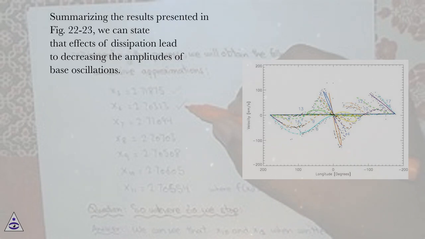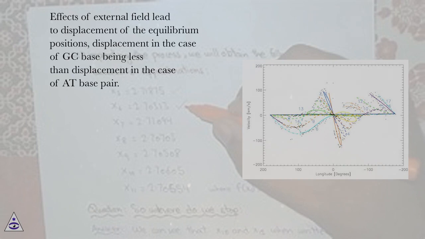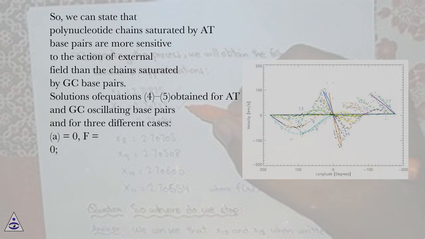Summarizing the results presented in Figures 22-23, we can state that effects of dissipation lead to decreasing the amplitudes of base oscillations. Effects of external field lead to displacement of the equilibrium positions, displacement in the case of GC base pairs being less than displacement in the case of AT base pairs. So, we can state that polynucleotide chains saturated by AT base pairs are more sensitive to the action of external field than the chains saturated by GC base pairs.